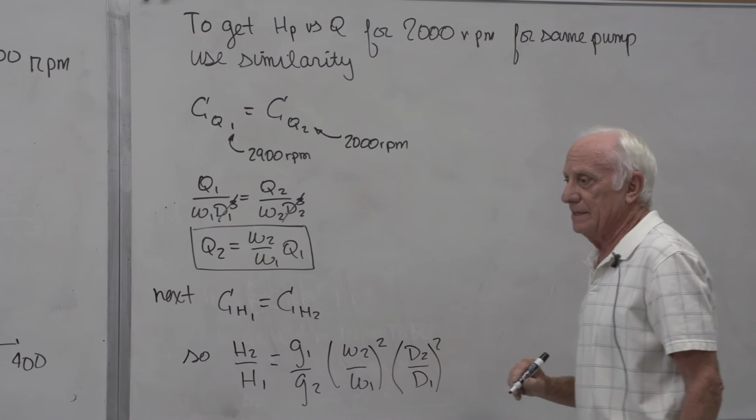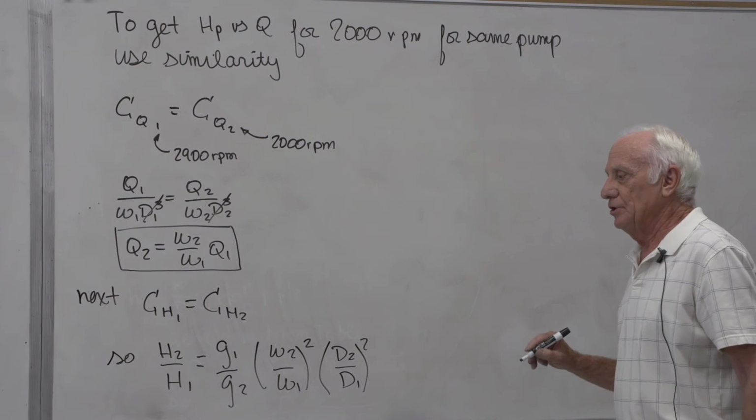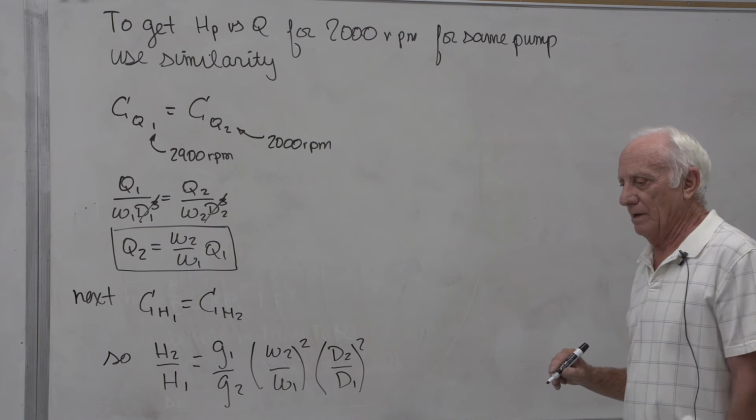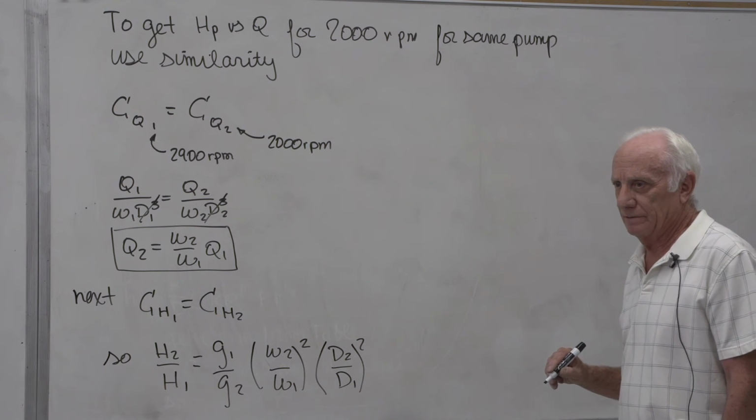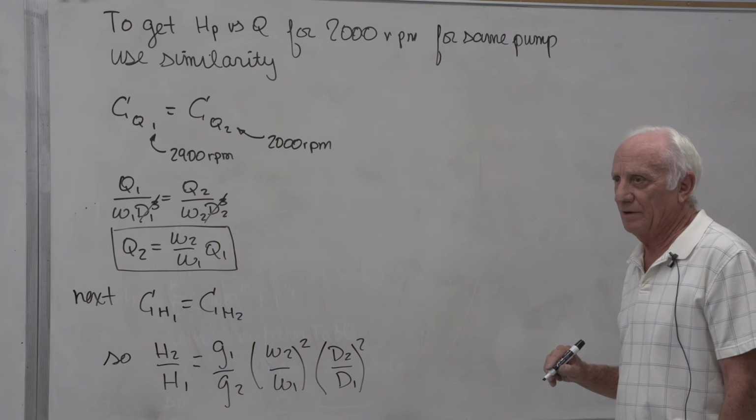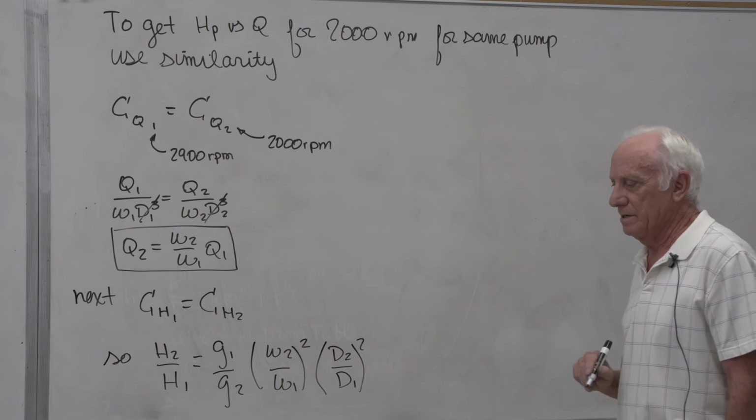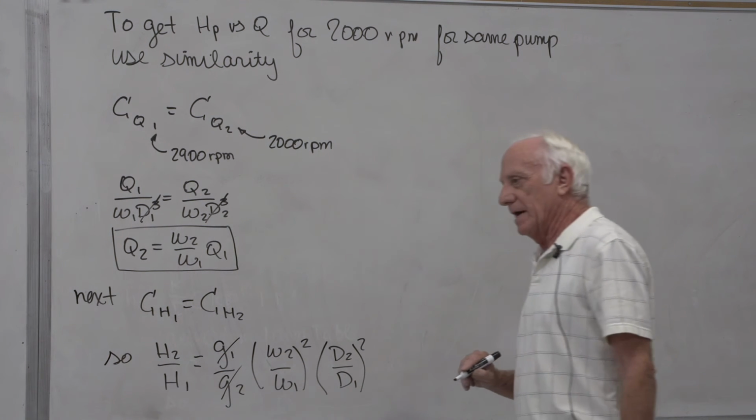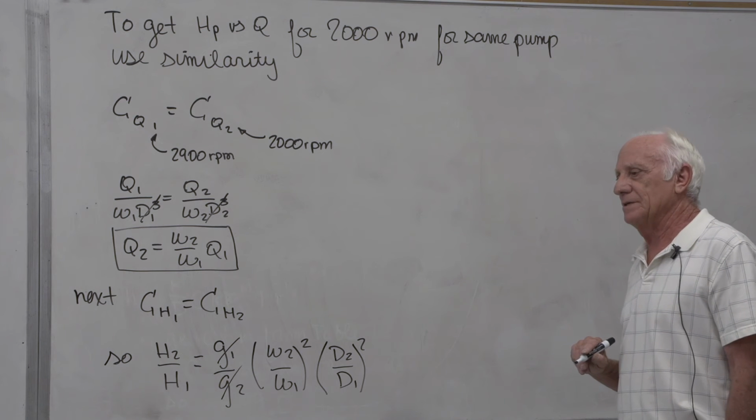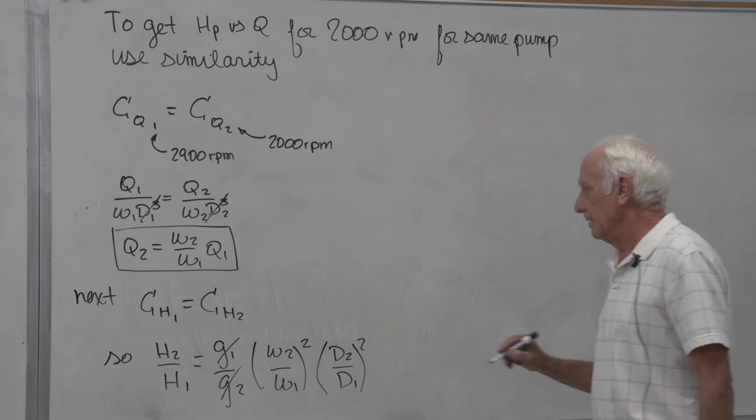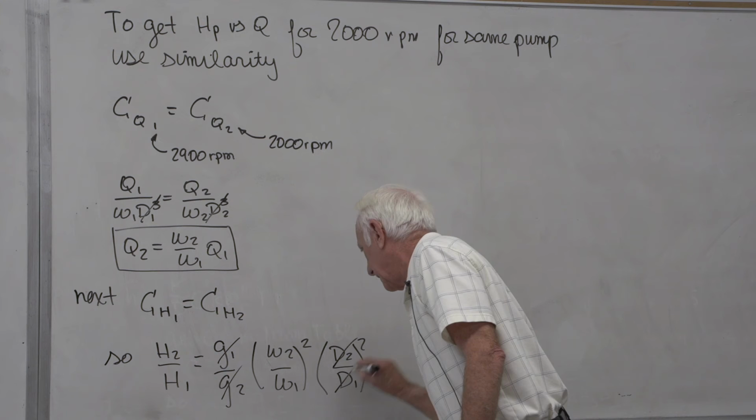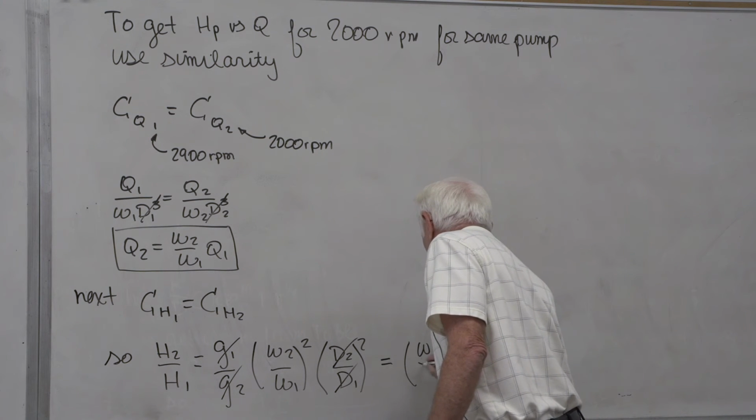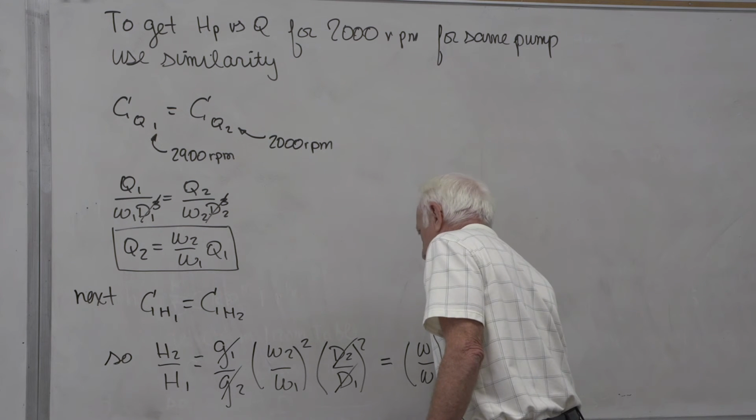Okay, am I going to test the same pump at the same geographical location where the g's are the same? Yeah, the pump's in Pomona in our lab. I'm not going to move the pump to Denver and test it. In that case, g would change. No, I'm going to leave the pump in Pomona in the lab downstairs. So g's are the same. Cancel, cancel. Am I going to change the impeller diameter? No, it's the same pump. I'm just going to change the pump speed. Okay, the d's go out. Cancel, cancel. So H2 over H1 is omega 2 over omega 1 squared.